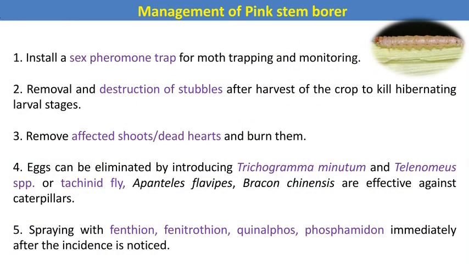For the management of the pink stem borer, we can install a pheromone trap. Then we can also remove the stubbles, affected shoots and dead hearts. These are some of the parasitoids we can also use against the pink stem borer, and these are some of the recommended insecticides.